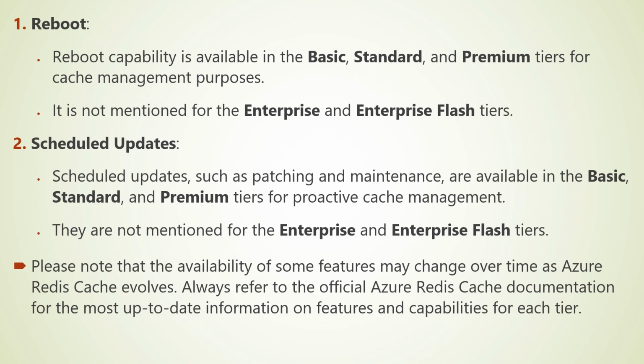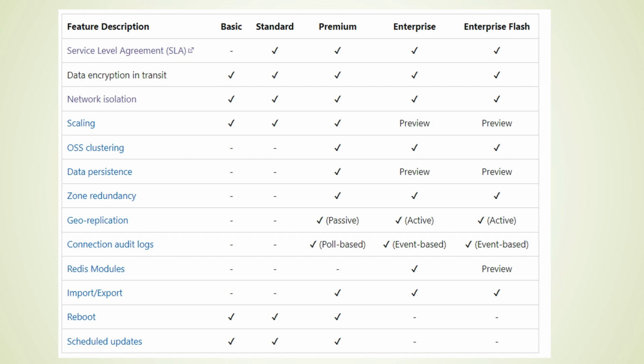Reboot. Reboot capability is available in the Basic, Standard, and Premium tiers for cache management purposes. It is not mentioned for the Enterprise and Enterprise Flash tiers. Scheduled updates. Scheduled updates such as patching and maintenance are available in the Basic, Standard, and Premium tiers for proactive cache management. They are not mentioned for the Enterprise and Enterprise Flash tiers. Please note that the availability of some features may change over time as Azure Redis Cache evolves. Always refer to the official Azure Redis Cache documentation for the most up-to-date information on features and capabilities for each tier.